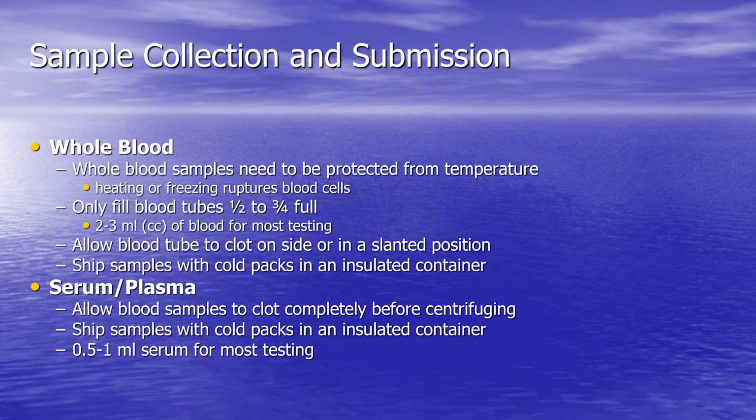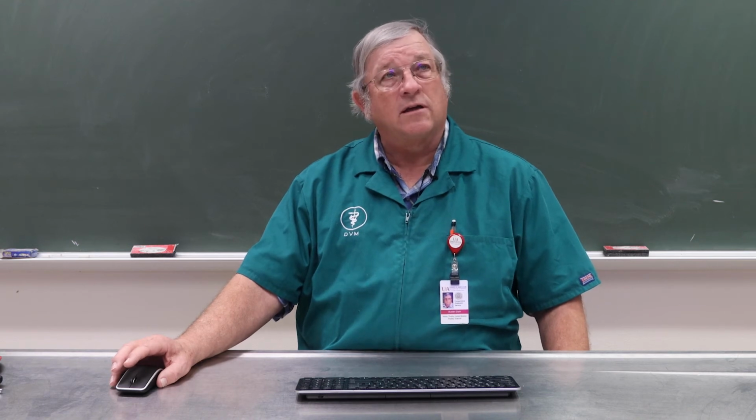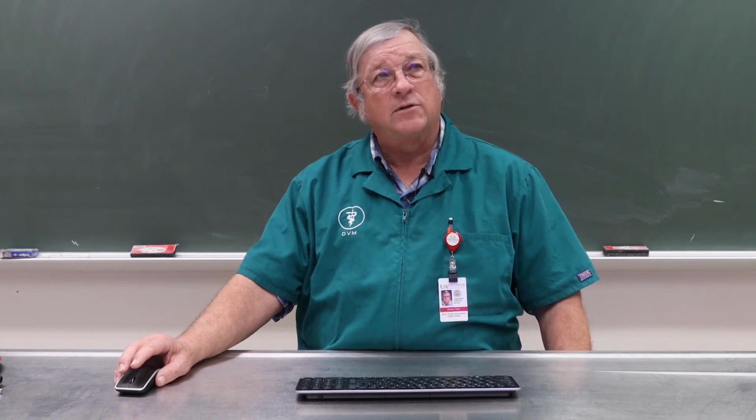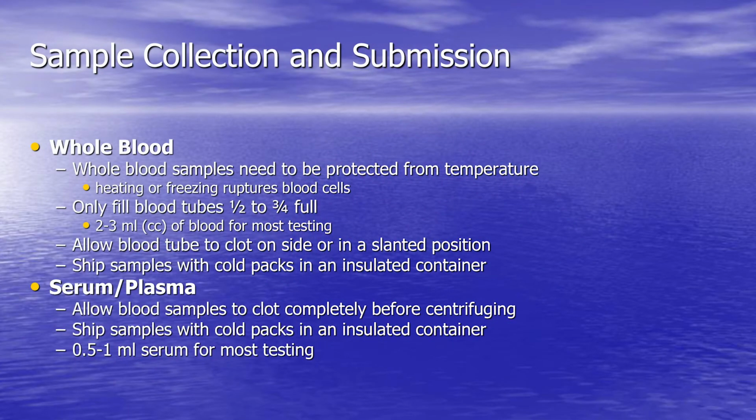Now, whole blood samples need to be protected from temperature extremes. Heating or freezing will cause those blood cells to rupture. You want to fill the blood tubes that you're using. Don't fill them completely, only fill them about 3/4 full at the max. Typically, half full is best. 2 to 3 mils of blood is usually sufficient for almost all testing. Allow the blood in the tube to clot. Lay that tube on a slant or on its side and allow it to clot. And it needs to be shipped to a diagnostic lab or taken to a diagnostic lab using some type of cold pack in an insulated container.